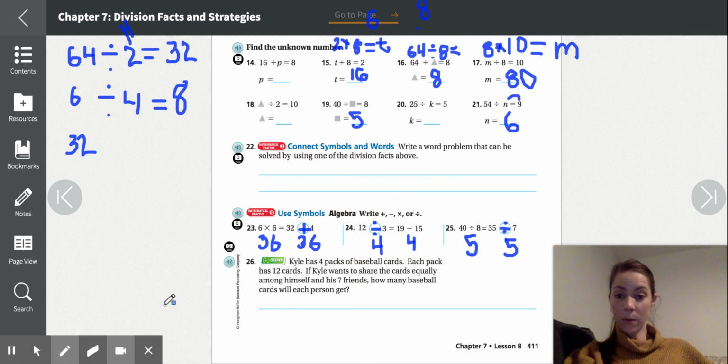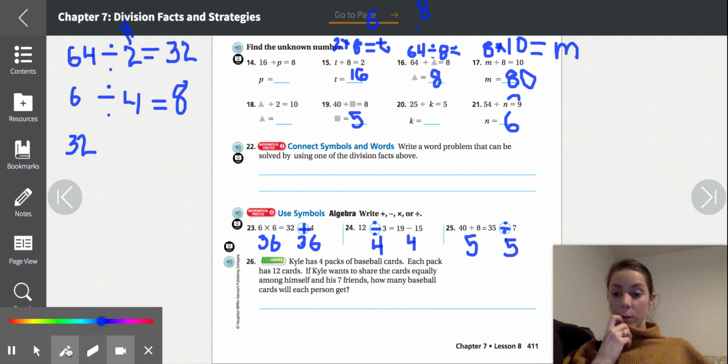Word problem. Kyle has 4 packs of baseball cards. Each pack has 12 cards. If Kyle wants to share the cards equally among himself and his 7 friends, how many baseball cards will each person get? All right, so again, this is like you going to the toy store or wherever you go to buy baseball cards and you buy them in little packs, right? Okay, so you could draw a picture for this or use number sentences.